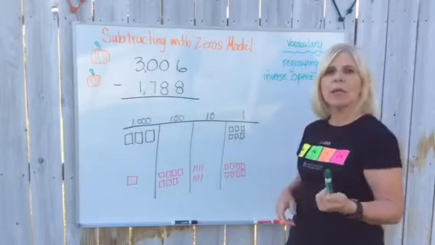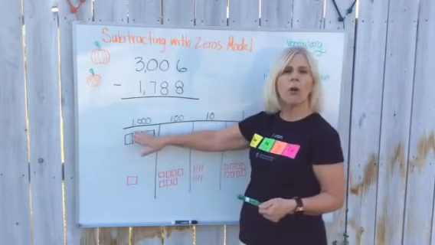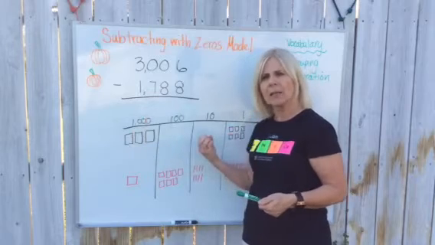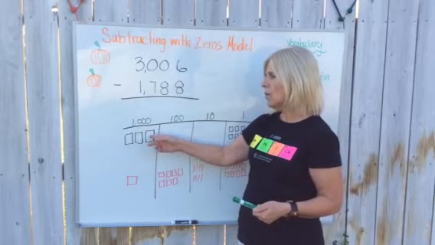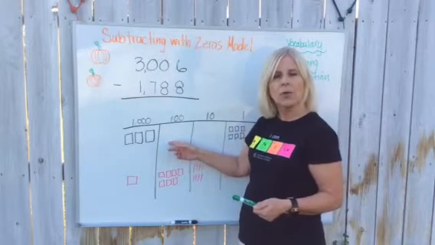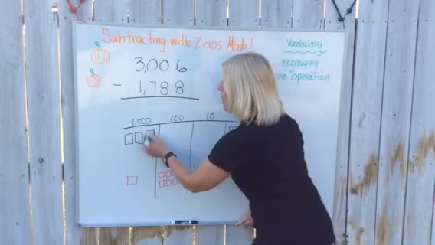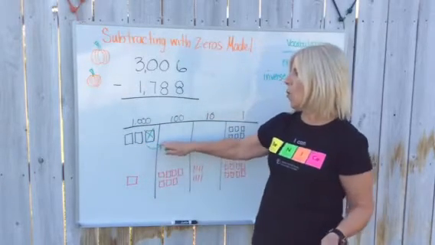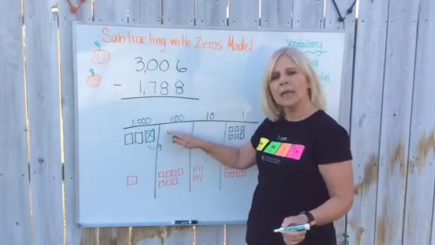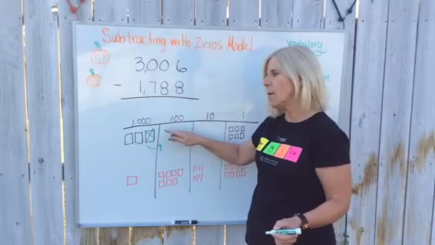When you're regrouping, you remember you always want to go to your highest place value and pull from that. So I'm going to go to my thousands, and I'm going to take one of my thousands and break it down into hundreds. I'm essentially moving it over to the hundreds. Okay, so 10 times 100 makes 1000.